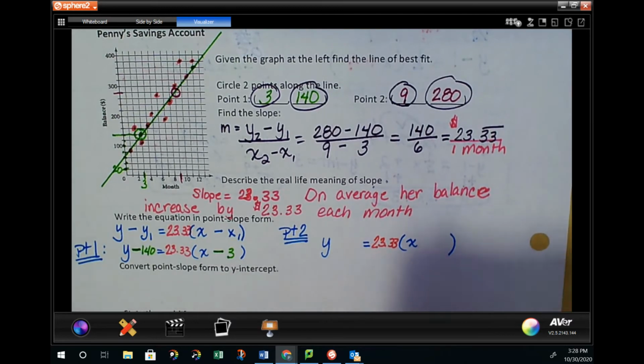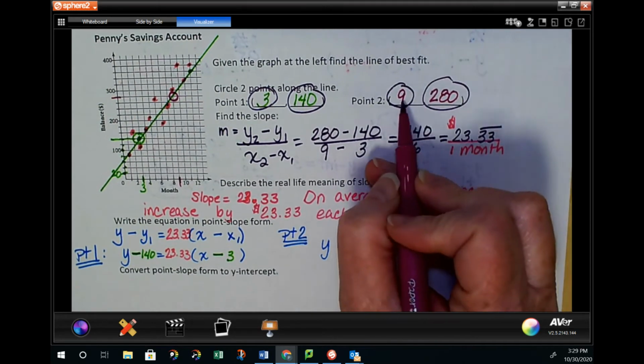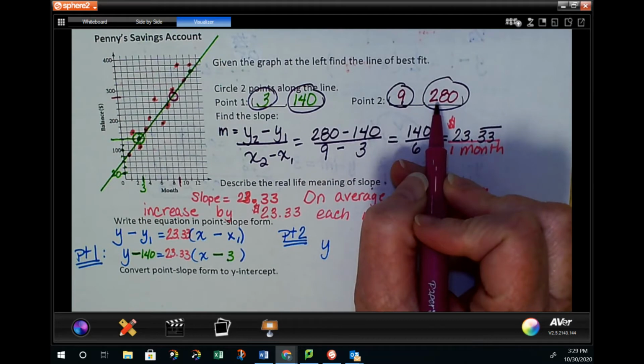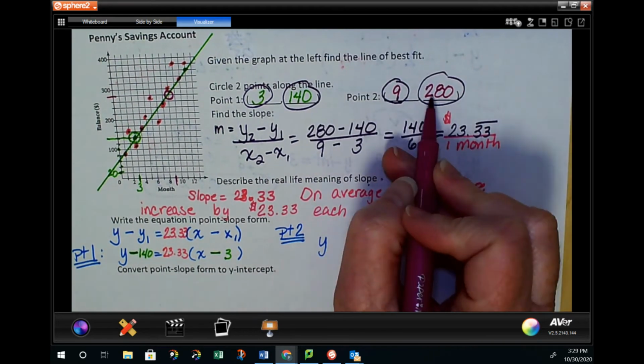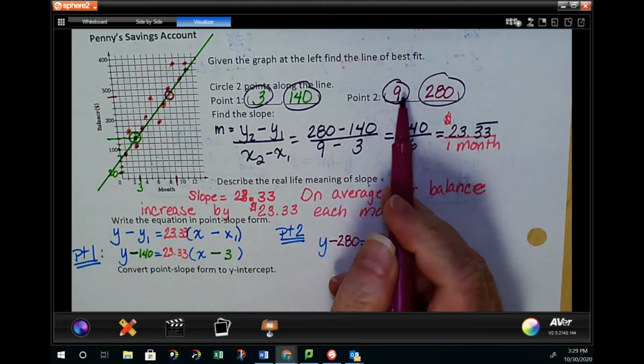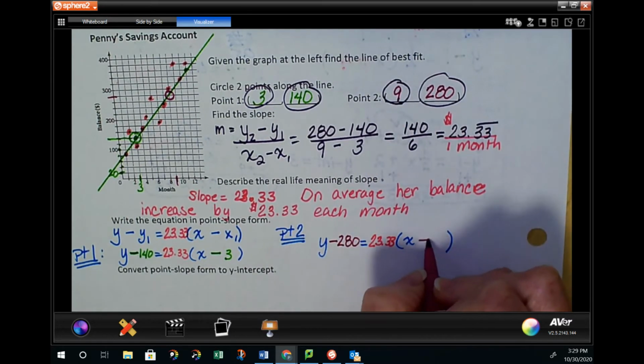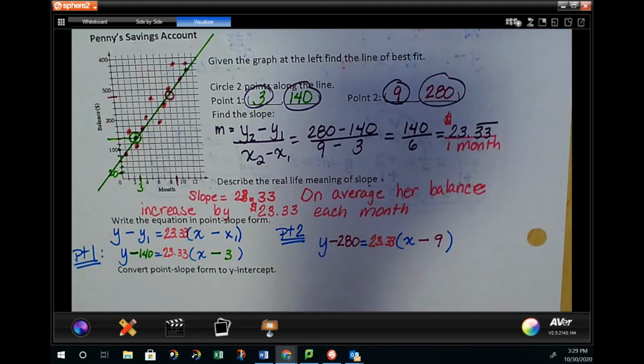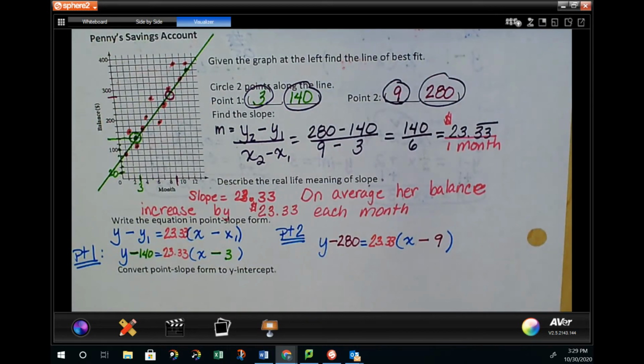23.33. That's not changing. That's your slope. It's next to x because they're in a relationship together. And now your second point is your y value is 280. So the opposite of 280 is minus 280. And then the opposite of 9 is minus 9. And so what happens is you're going to go through, and now that's writing point slope form.